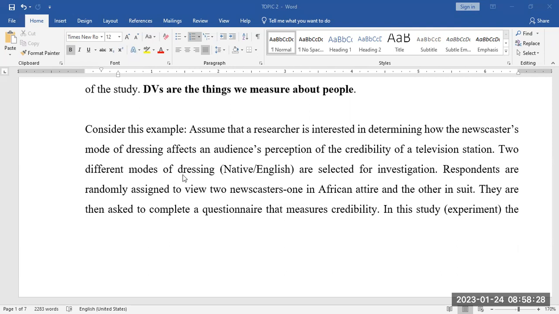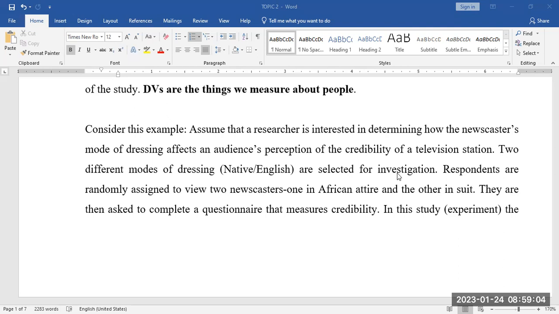So two different modes of dressing, the native or the English dressing, are selected for investigation. One newscaster is told to dress in native dressing, and the other is told to dress in English dressing. Respondents are randomly assigned to view two newscasters, one in African attire and the other in a suit. Then they are asked to complete questionnaires that measure credibility.